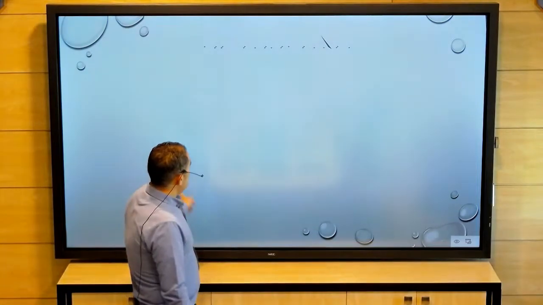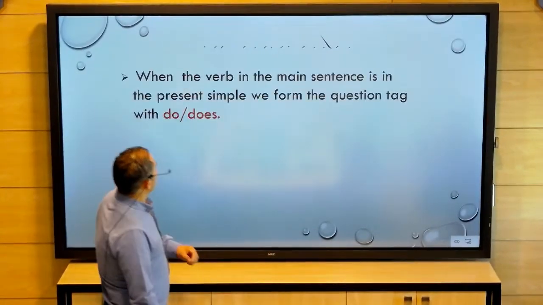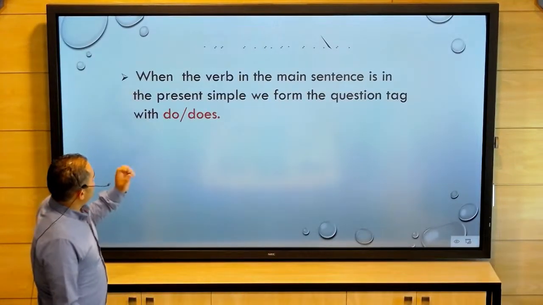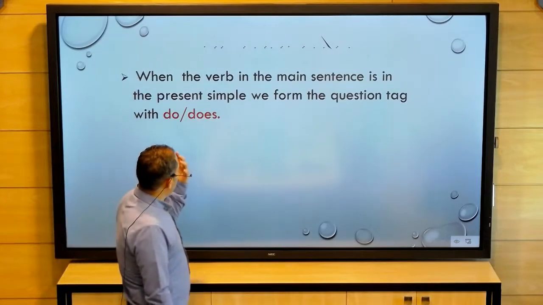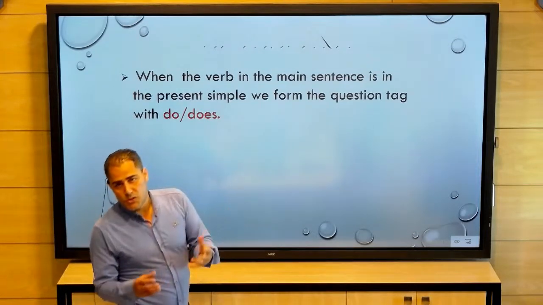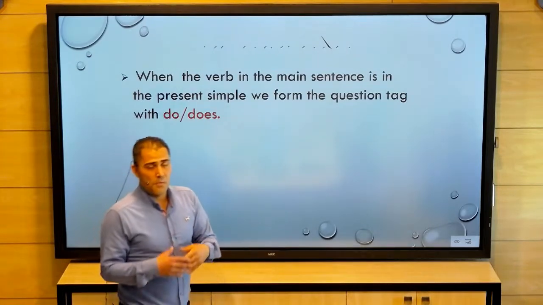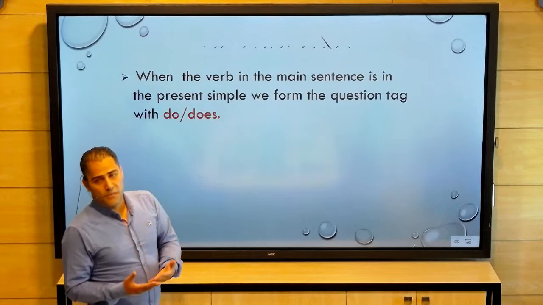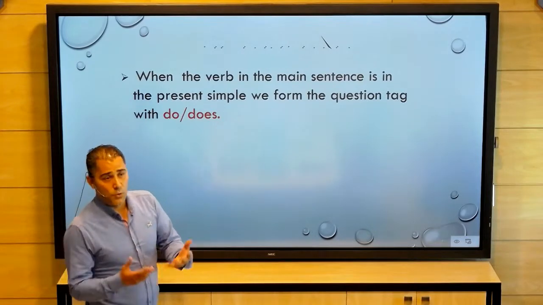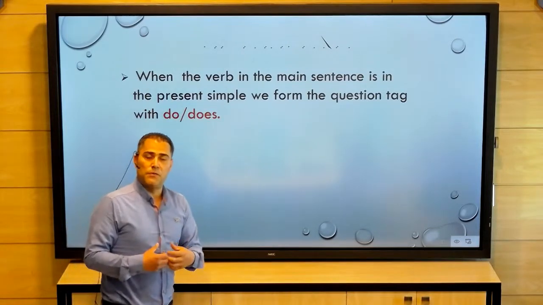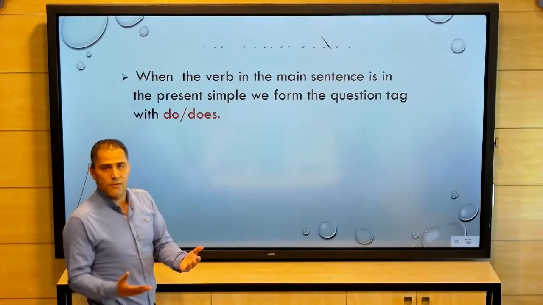Now let's do some examples, but first we have to talk about the present simple. Some sentences don't have an auxiliary verb in the first place. They have a main verb in the present simple. So they don't have an auxiliary or a modal, so we have to bring our supporting verb to make that question, just like any other question.